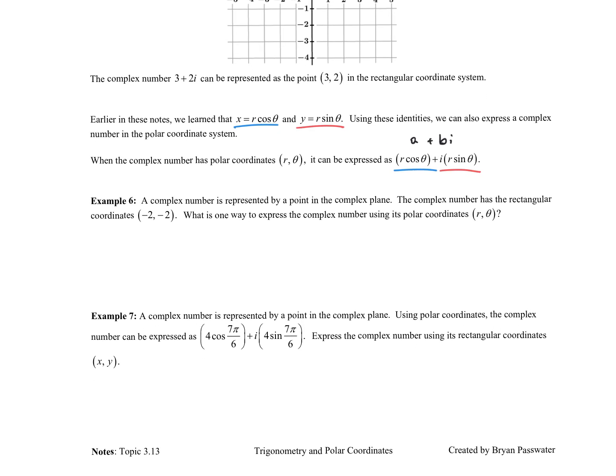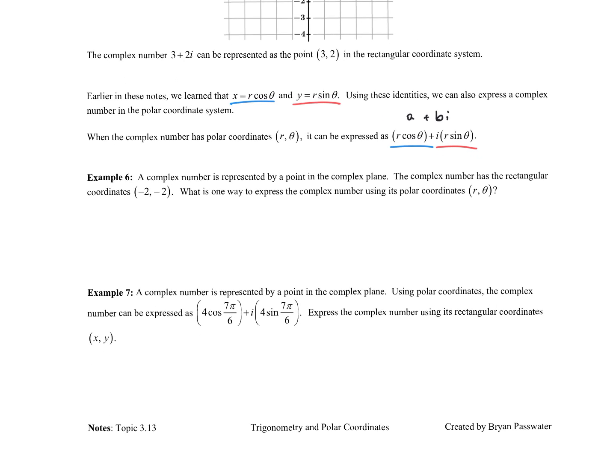David's going to read example 6. Here we go. A complex number is represented by a point in the complex plane. The complex number has rectangular coordinates -2, -2. What is the way to express the complex number using polar coordinates? All right, fantastic. So what was given to us? -2, -2, right? And so in this one, we need r cosine theta, r sine theta, yes?